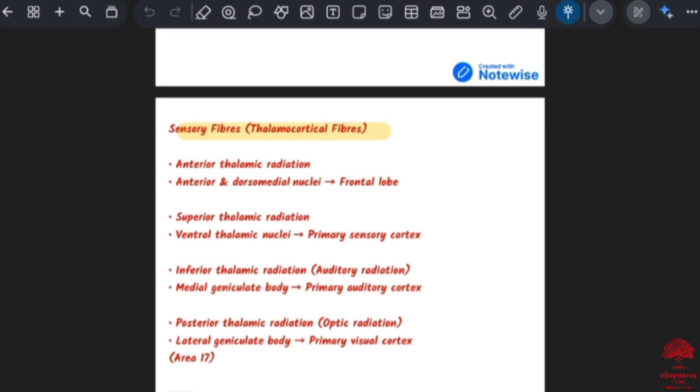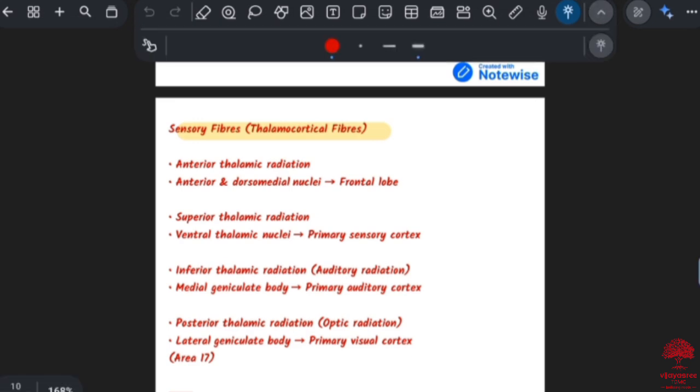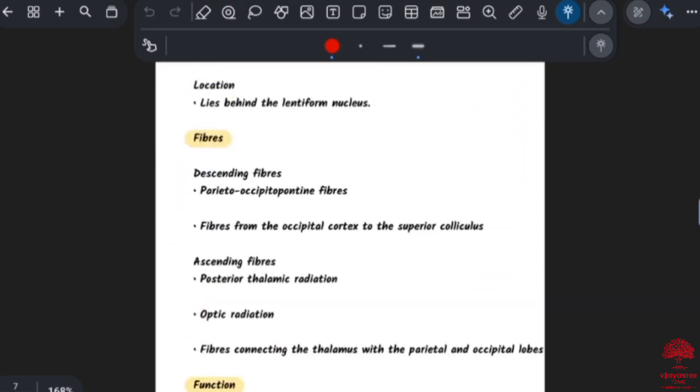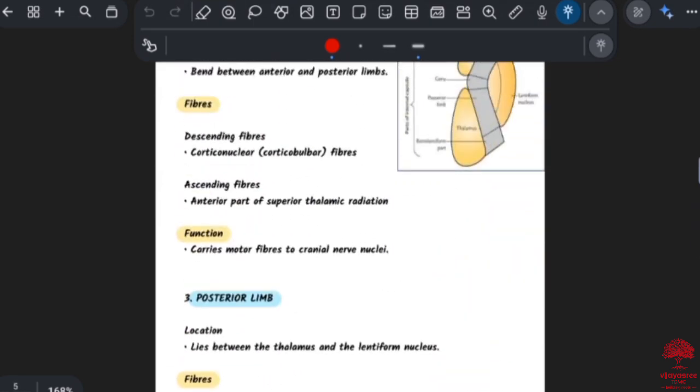The auditory radiation arises from the medial geniculate body, which you have already studied in the auditory pathway in physiology. They go from the medial geniculate body to the primary auditory cortex. So the inferior thalamic radiation is the auditory radiation. Then the posterior thalamic radiation, that is the optic radiation, arises from the lateral geniculate body to the primary visual cortex. Now we can learn from which part of the internal capsule these fibers arise.